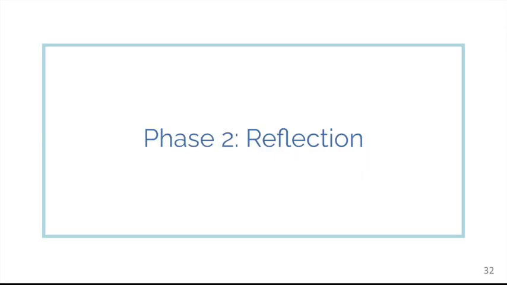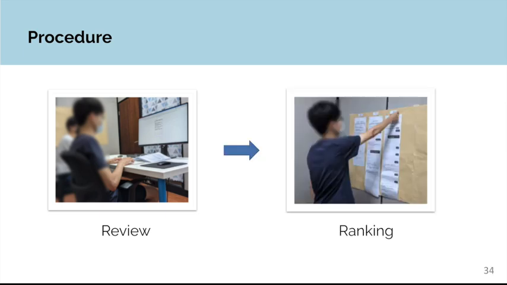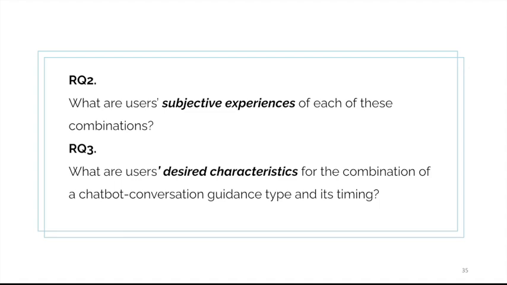Phase 2 was a reflection session. It began with a 15-minute interview in which the participants were asked to review and walk us through the conversation with the chatbot. Next, we showed them the other 8 guidance combinations they had not seen in Phase 1. Participants then ranked all 9 guidance conditions based on their preferences. The ranking process took around 25 minutes.